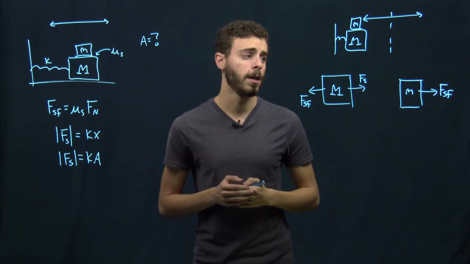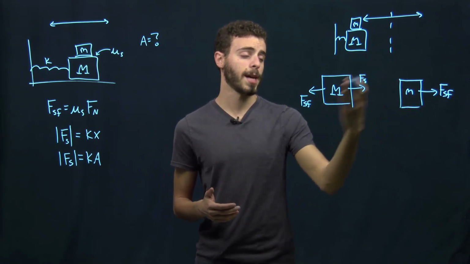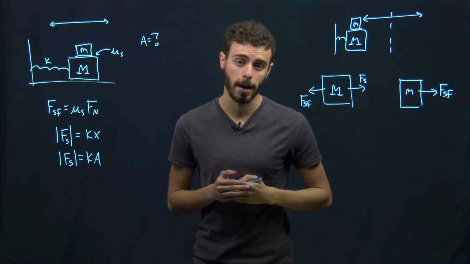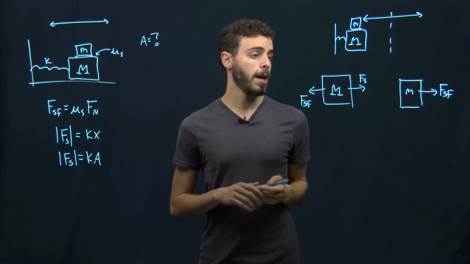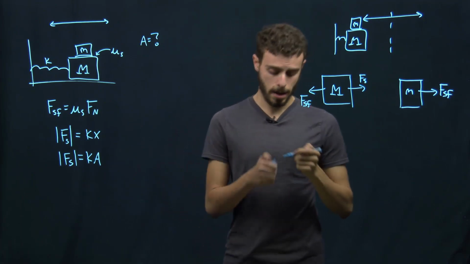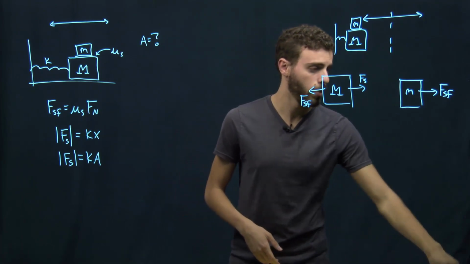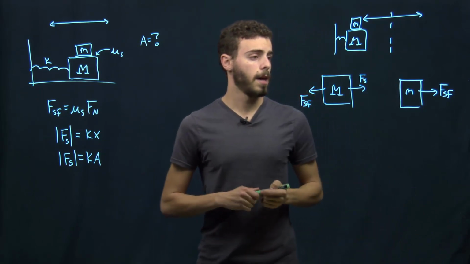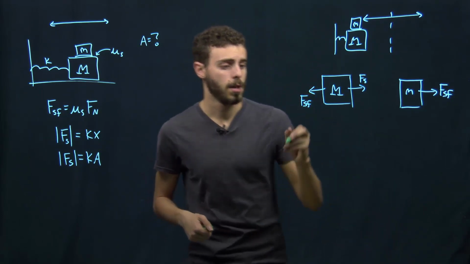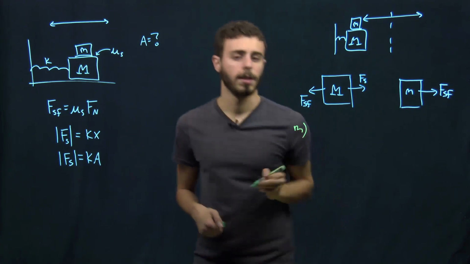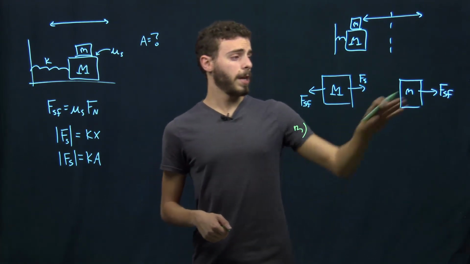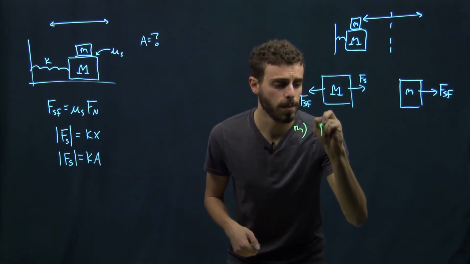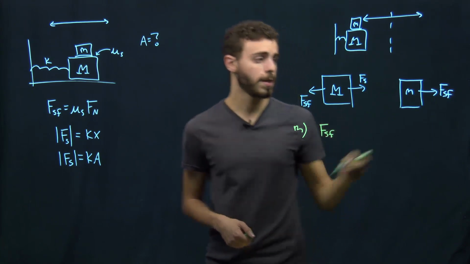And so at this point, we can now basically just solve Newton's second law for each of these free body diagrams. So let's go ahead and start for mass little m. And I will do this in separate colors. So I'm going to do mass little m in green here. So this is mass little m. And for mass little m, we only have one force, so this is basically going to be equal to the force of static friction.